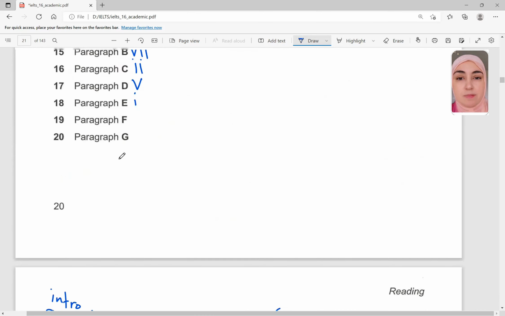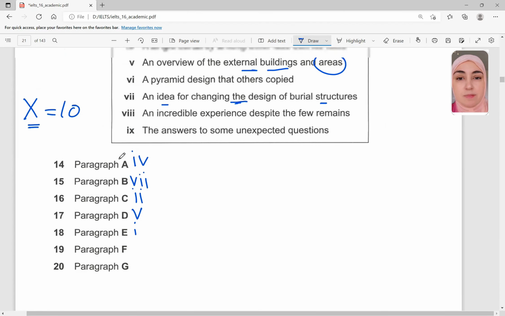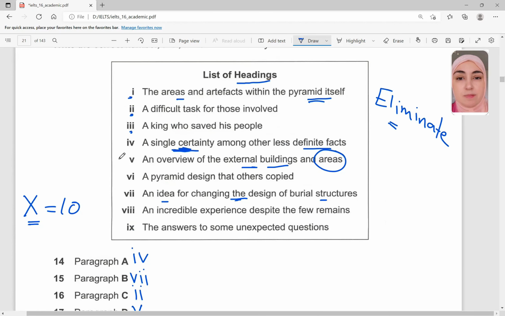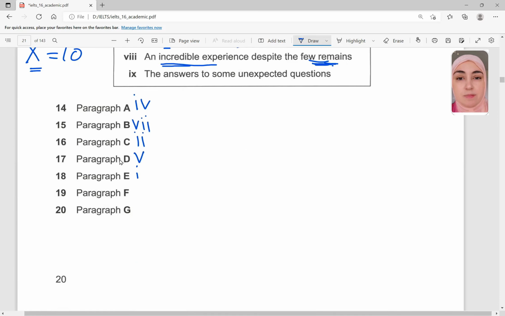So which one matches this? I would look at them again here, and I would rather choose number 8, an incredible experience despite the few remains. So although many things were stolen and only very few were left, it was a very good experience to them. They were amazed, astonished, etc. So I would write 8 here. Now, again, remember how important it is to study the Roman numerals. Just until number 10, that would be enough.